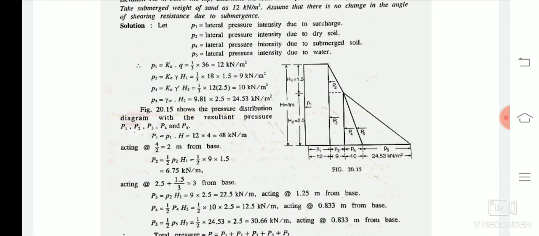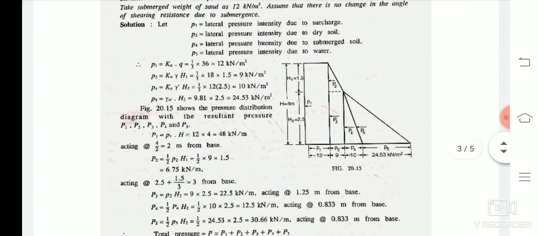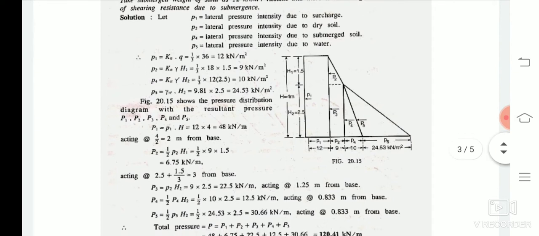So let us calculate the value of P1. As we all know, P1 can be calculated as Ka into q for the surcharge weight, that is one third of 36, equal to 12 kilonewton per meter square. In case of P2, the active earth pressure is given as Ka into gamma into H1, that is the top 1.5 meter. So one third of 18 into 1.5, that is 9 kilonewton per meter square.